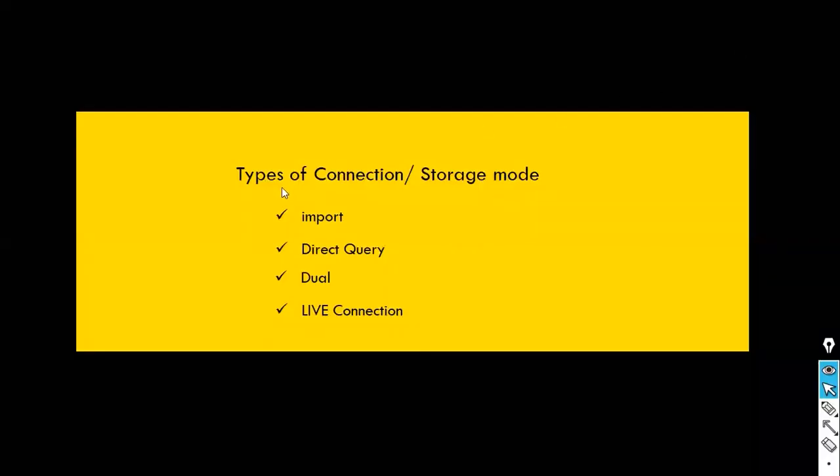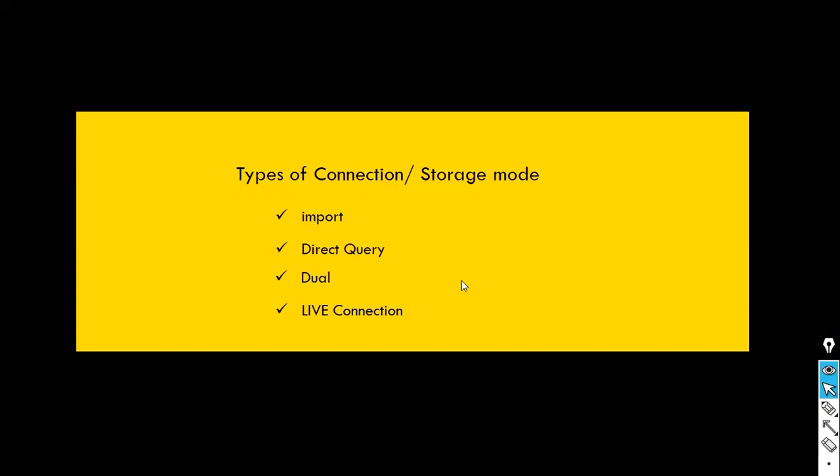Next, we'll take a look at the different types of storage mode: import, direct query, dual, and live connection. Okay, and what is import? Import is nothing but the default option when it comes to flat files like Excel file, CSV file, JSON file. It will use the import connectivity mode only.